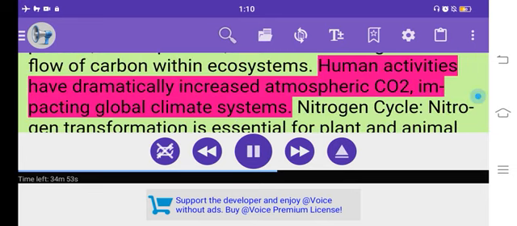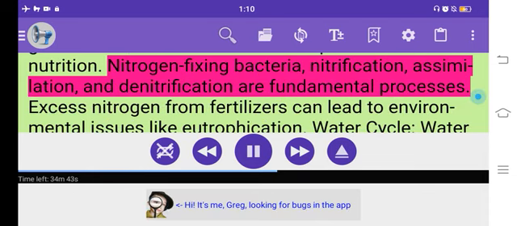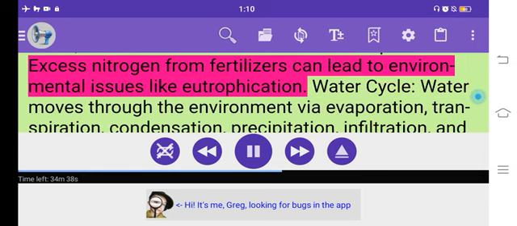Human activities have dramatically increased atmospheric CO2, impacting global climate systems. Nitrogen cycle. Nitrogen transformation is essential for plant and animal nutrition. Nitrogen-fixing bacteria, nitrification, assimilation, and denitrification are fundamental processes. Excess nitrogen from fertilizers can lead to environmental issues like eutrophication.